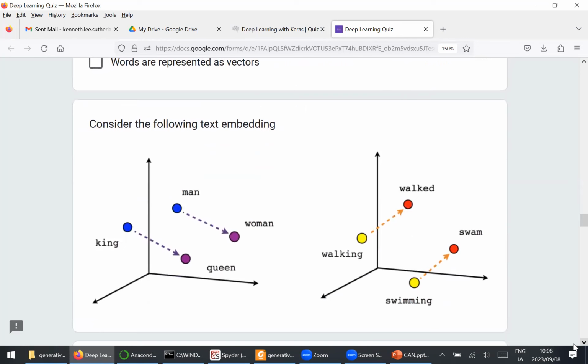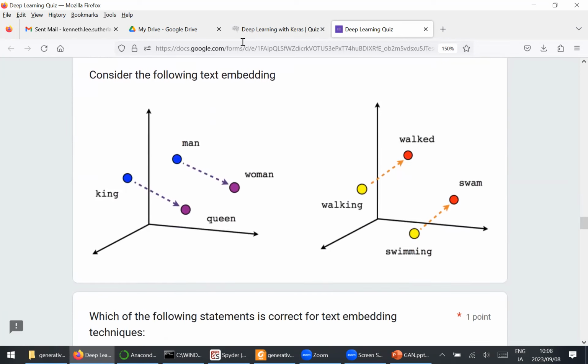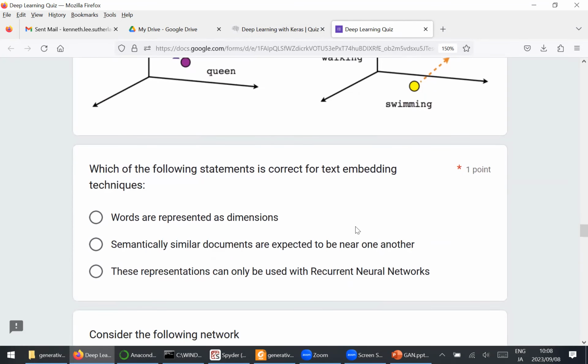Okay, so considering the following text embedding, which of the following statements is true? Words are represented as dimensions. I think words are represented as vectors in embedding methods.